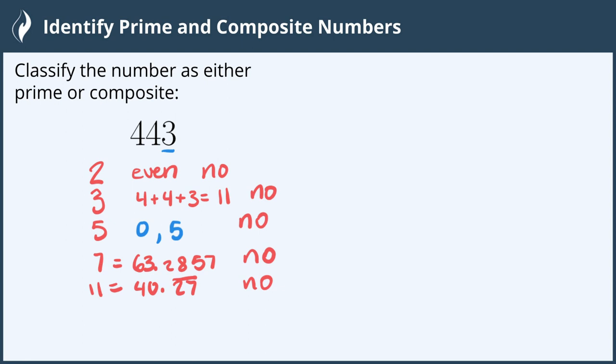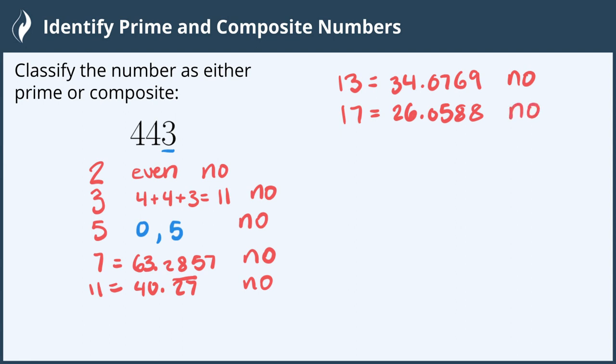Now we will test the next prime number, 13. 443 divided by 13 is 34.0769. Again, because I have a decimal here, it does not evenly divide. So we can move to the next prime number, which is 17. 443 divided by 17 is 26.0588. Again, I have a decimal, so it is not evenly divisible by 17.